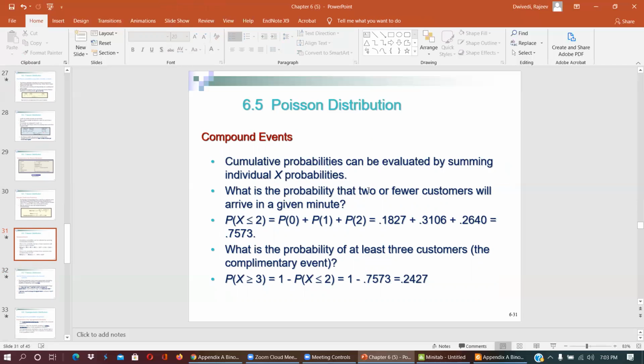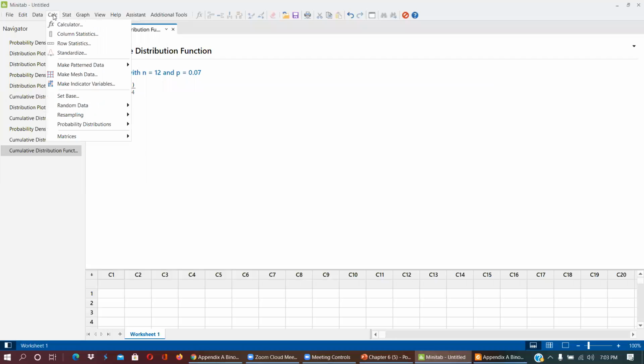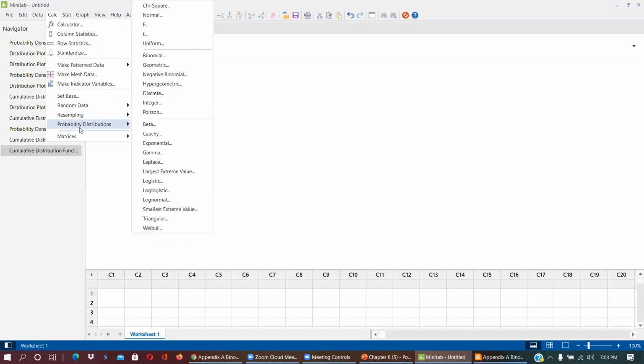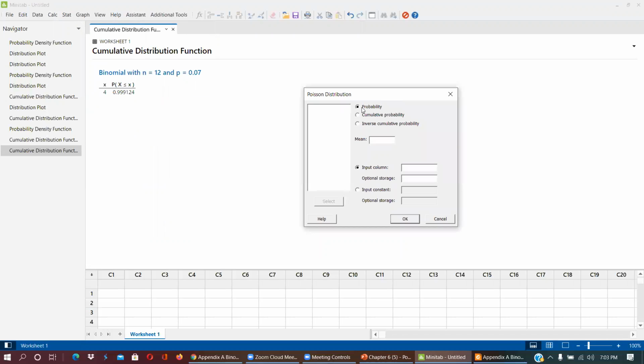what is the probability that 2 or fewer customers will arrive in a given minute? Average is this, 2 or fewer. So let's see. Again, I go on Calculate. Under Calculate, we have Distribution. In Distribution, we have Poisson distribution. Look into this. This is Poisson distribution. What is it asking, probability or cumulative? This is asking 2 or fewer, so this is the cumulative one.